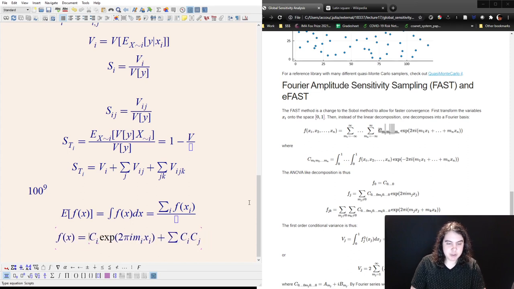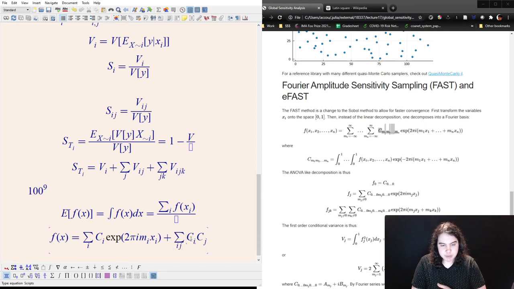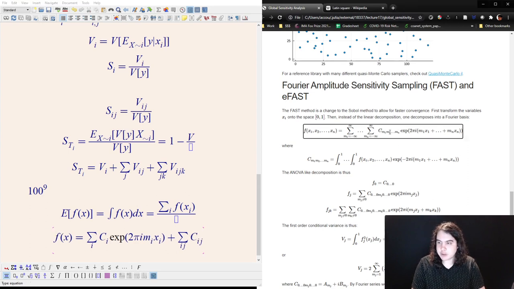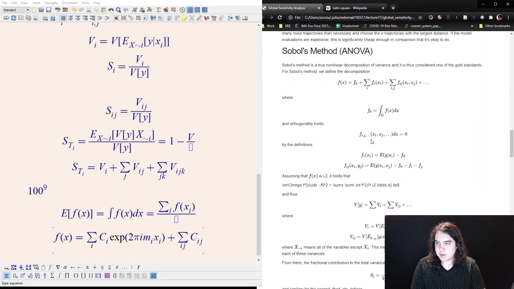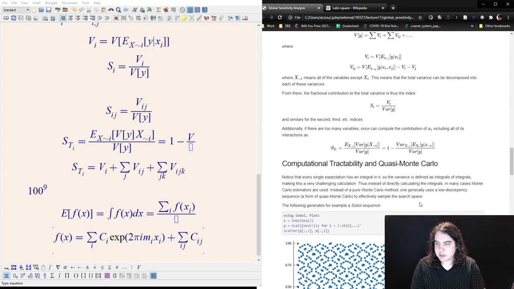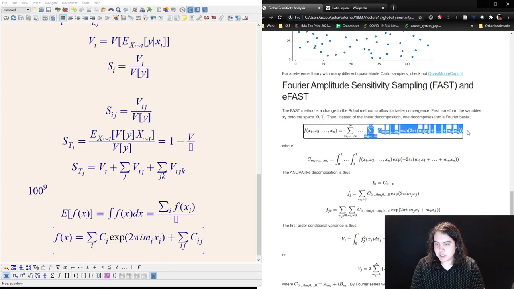I just wrote it in a much more compact syntax, but we're doing something very similar. This is cij, except now our functions are decomposed with exponential terms. So we're no longer just doing linear combinations, but we're doing combinations of the exponentials.